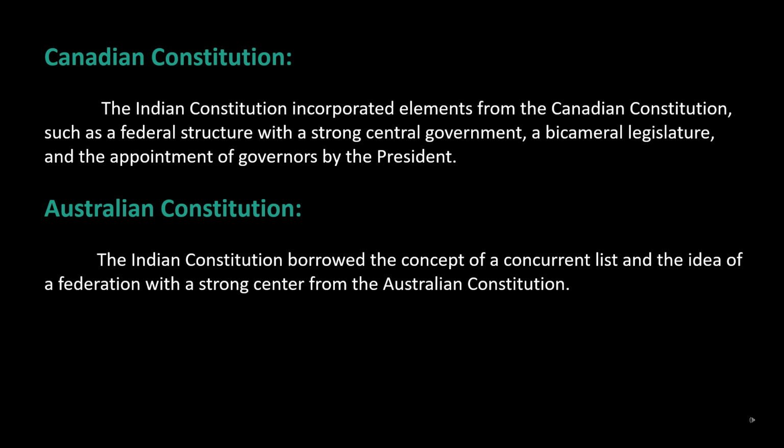Australian Constitution. The Indian Constitution borrowed the concept of a concurrent list and the idea of a federation with a strong centre from the Australian Constitution.